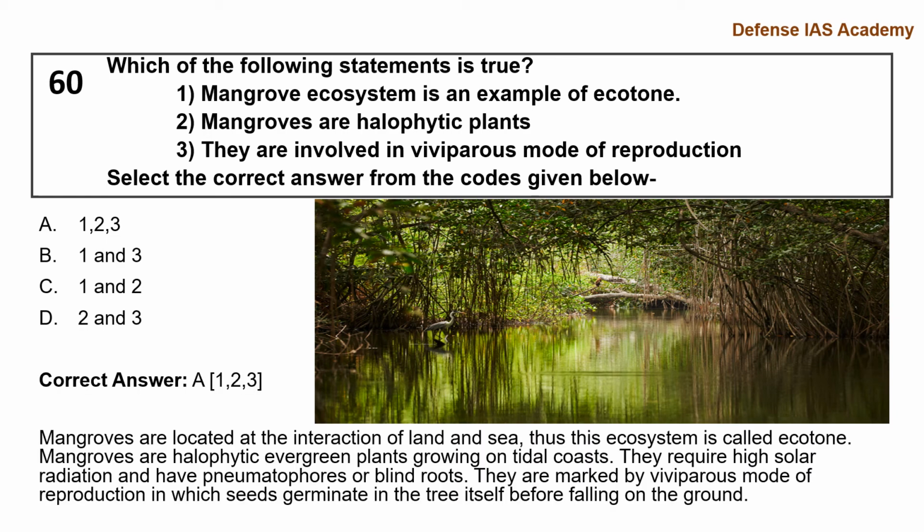The mangroves are located at the interaction of land and sea. Thus, this ecosystem is called ecotone. Mangroves are halophytic evergreen plants growing on tidal coast. They require high solar radiation and have pneumatophores or blind roots. They are marked by viviparous mode of reproduction in which seeds germinate in the tree itself before falling on the ground.